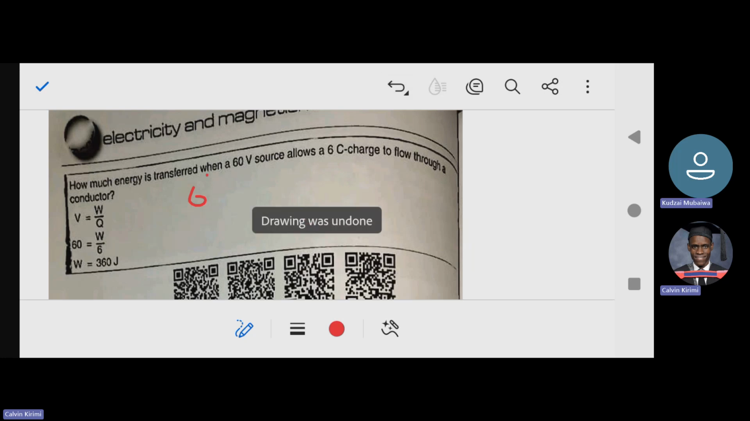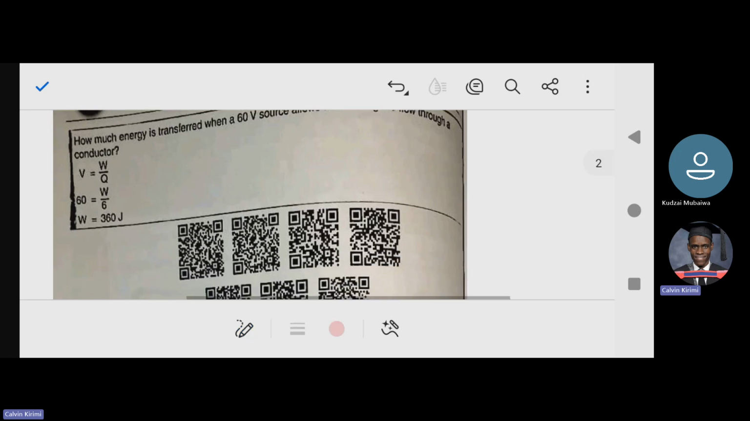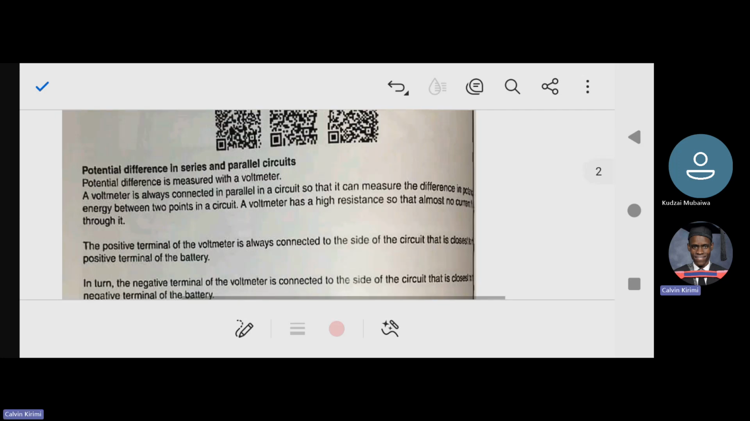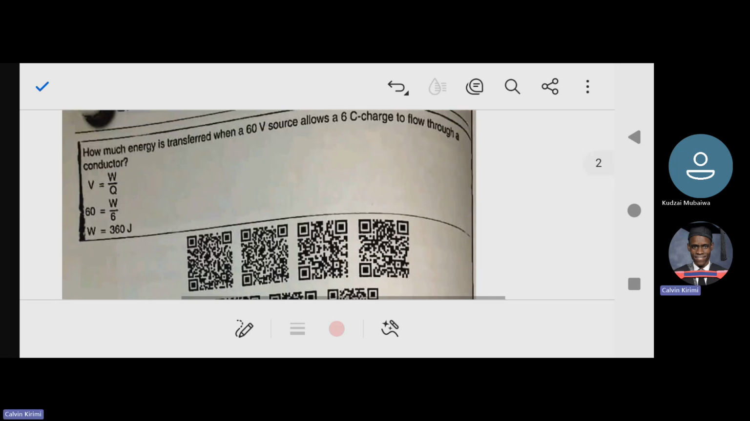Since we want to find the units, you use the units at the end. You get it? You use the units at the end. So that's what you must do. Don't put it in the calculations because it will confuse. After you're done, know that W is measured in joules, which is your energy.